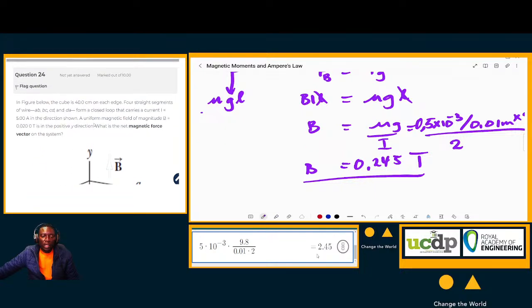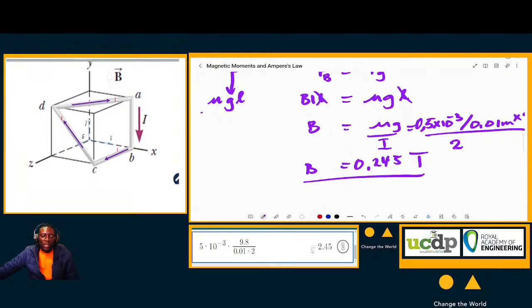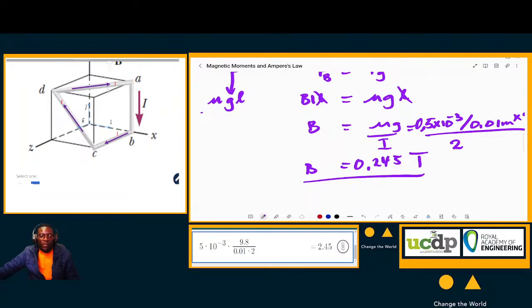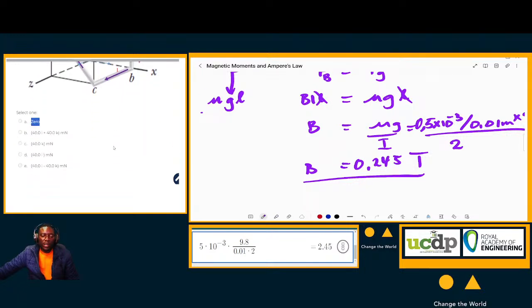So the net magnetic force on this system will be 0. No need to calculate. Still a closed loop system. So whatever we do, if we multiply the field, in this case is in the positive y, it is only the components BC, CD, and DA that have the force acting on them. And these forces ultimately cancel each other out. So the net force becomes 0.